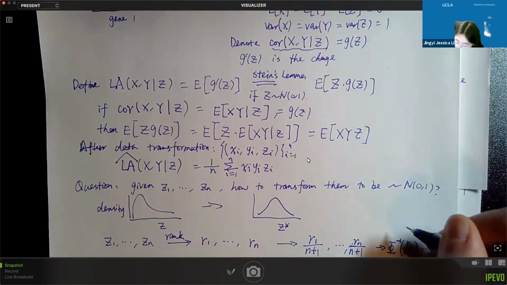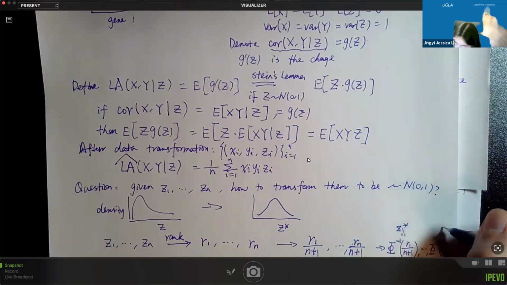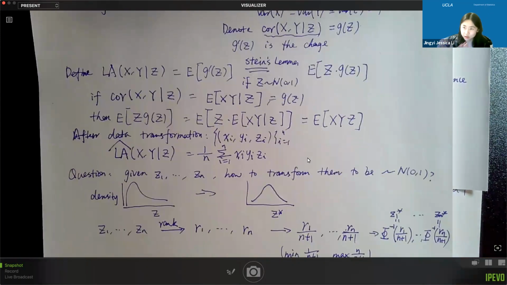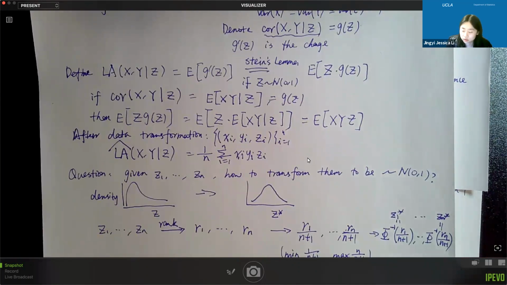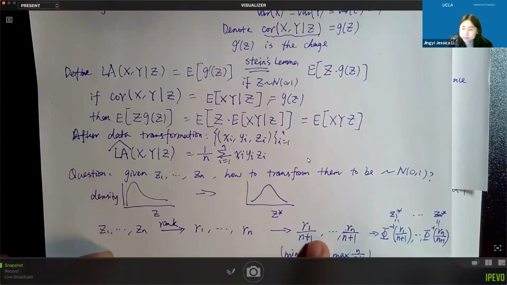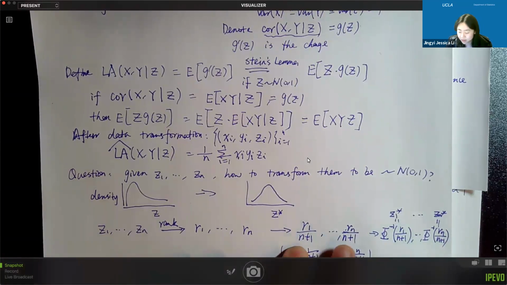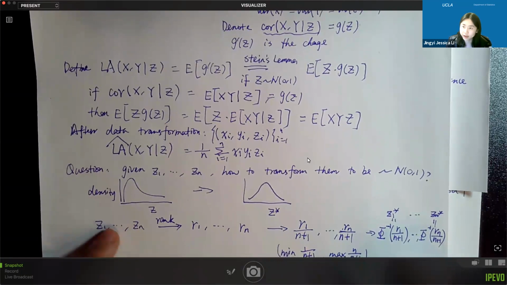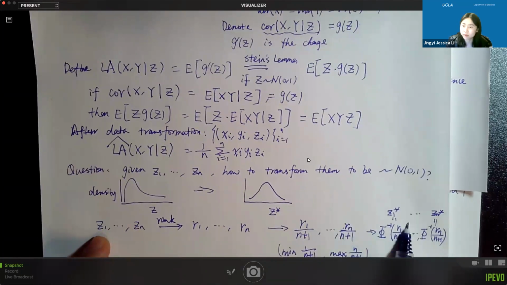Okay, and this will be your new Z1 star to your new Zn star. And this set of new values will look like they are from a standard normal distribution. So essentially, the transformation means we keep the rank, keep the relative proportion, or I would say the empirical CDF. That means this is the smallest, it's still the smallest, this is the largest, still the largest. For every data point, its relative rank stays, but what you change is the corresponding value, not the original value you observe, but the value that it should have from a normal distribution. So that's how we do the transformation.